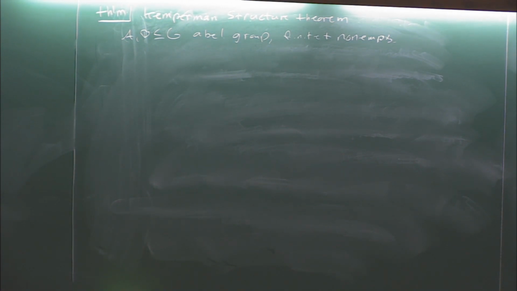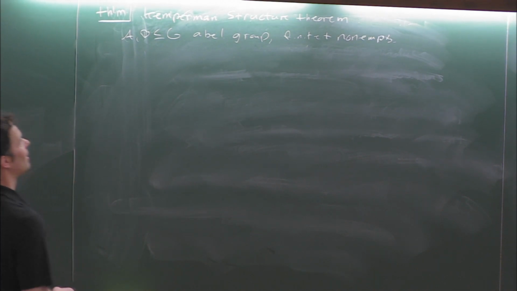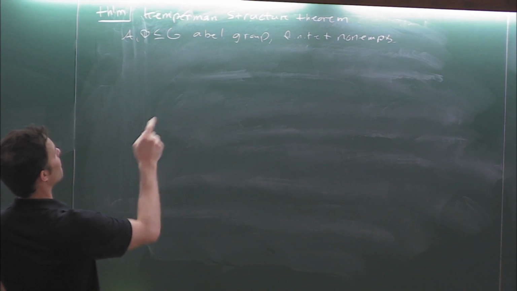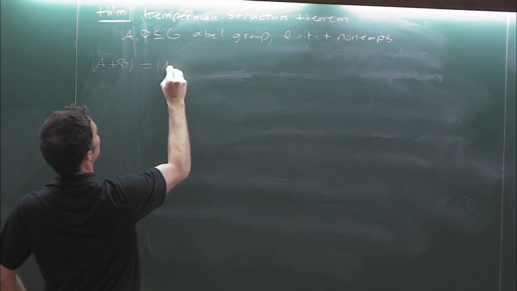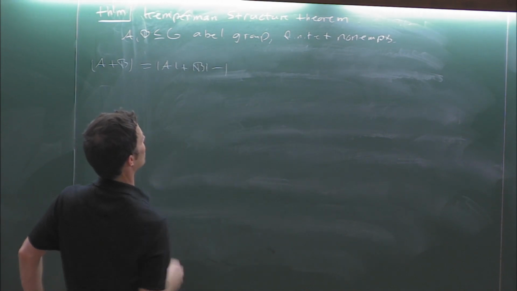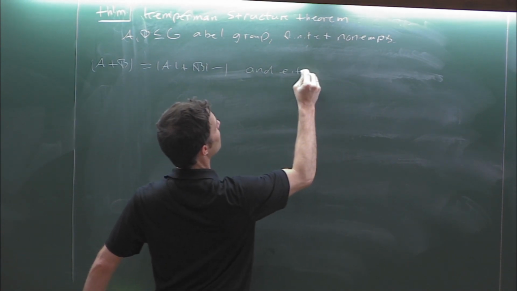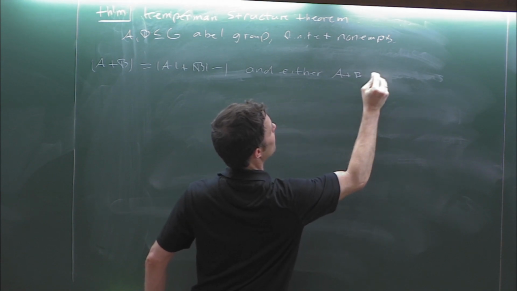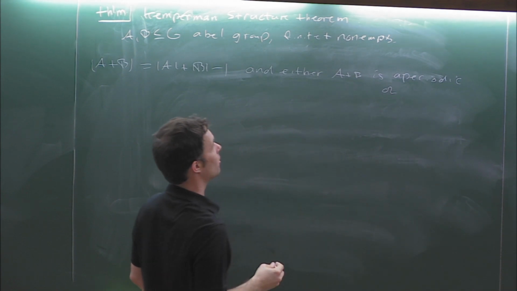Let me write down Kemperman's structure theorem, and then I'll explain it afterwards. There's a reason, yeah. Let's come back to it. We can see where it's going to come into play in the theorem. So then |A + B| is equal to this critical bound, |A| + |B| - 1, and either A + B is aperiodic, or it contains a unique expression element.